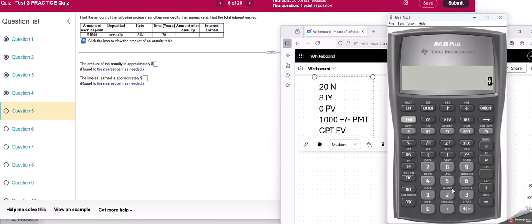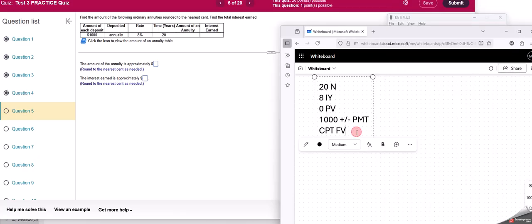So coming back here, 20 is our N, 8 is the IY, zero out the present value, 1,000, hit the plus or minus button to make it negative is our PMT or our payment, and then compute the future value. So 45,761.96. That would be our future value.